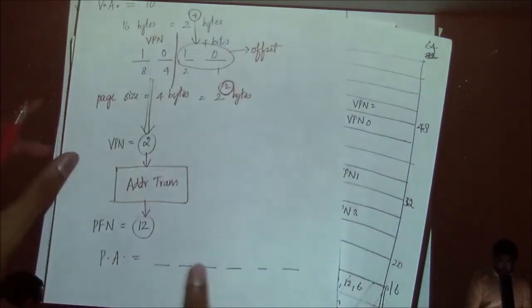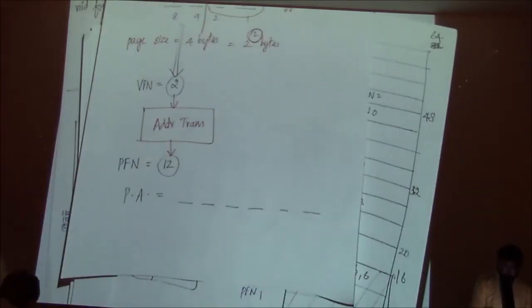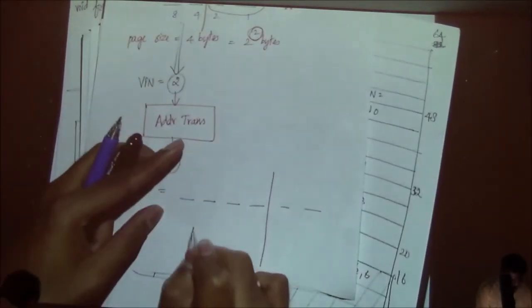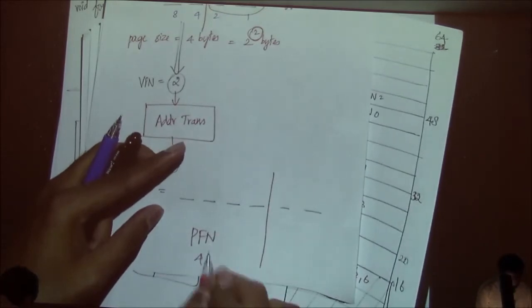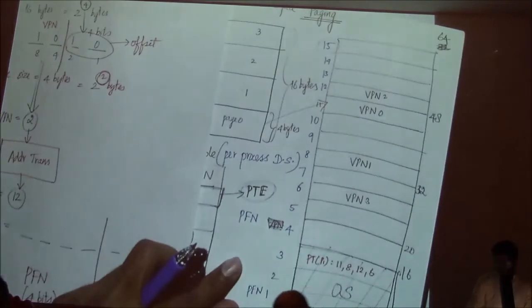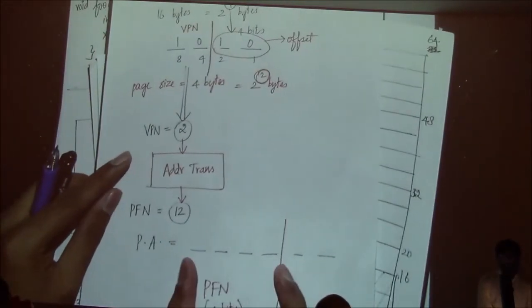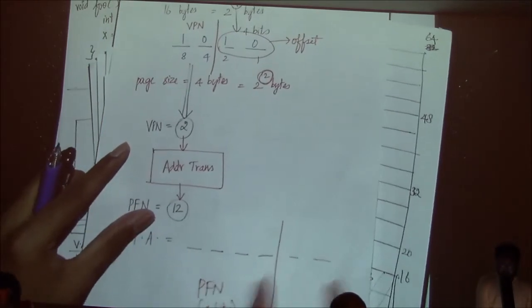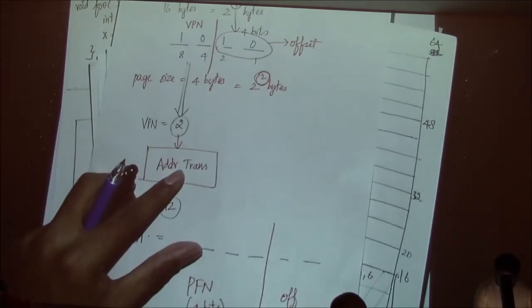So in the physical address, we are just going to divide this into 2 parts. This is the physical frame number, which has 4 bits, because we have a total of 16 physical frames, 0 till 15. Okay, so we need at least 4 bits to represent the physical frame number, and then the remaining bits are just the offset bits.